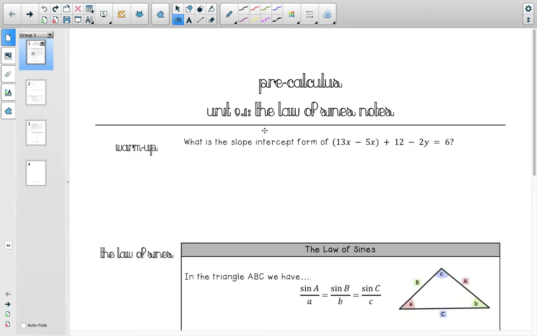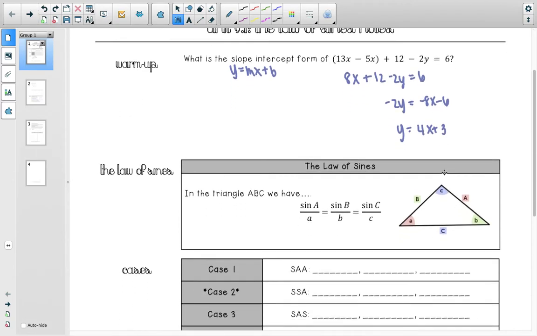So this is 9.1. Let's go ahead and do the warm-up just to do some math. Slope-intercept form is y equals mx plus b. We simplify this first and get 8x. Everything stays the same, and we want the y to be by itself. So we're going to subtract the 8x and the 12, leaving us with negative 8x minus 6. Then we're going to divide by negative 2, and you get 4x plus 3. All right, so that's slope-intercept form. Nothing really to do with what we're doing today, but just to warm up.